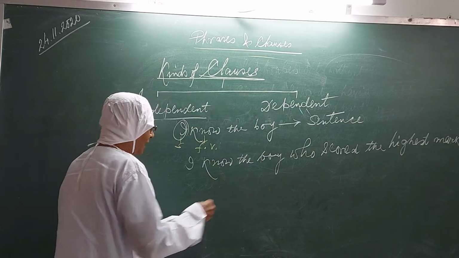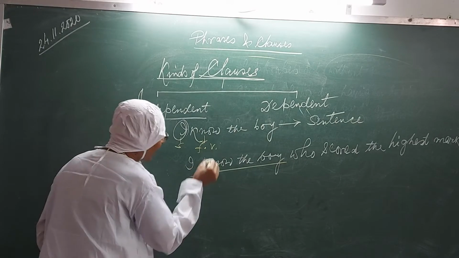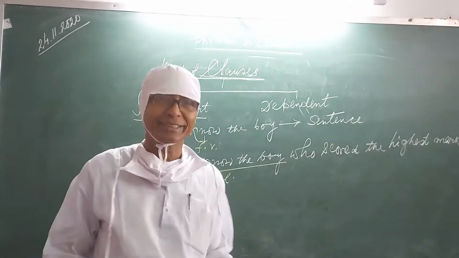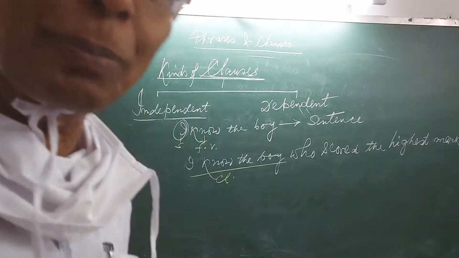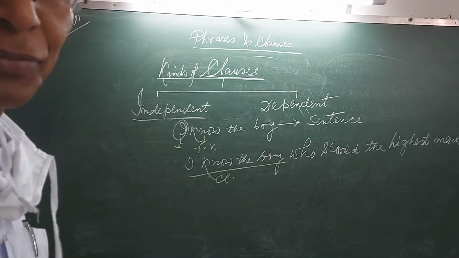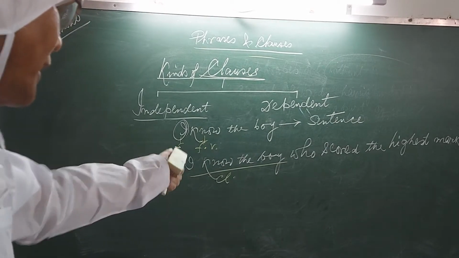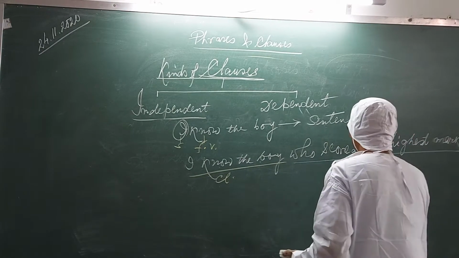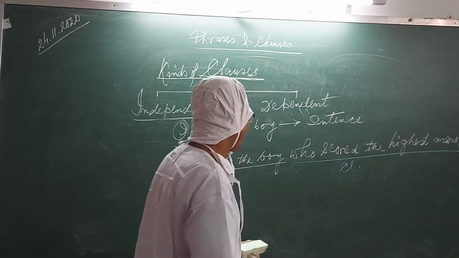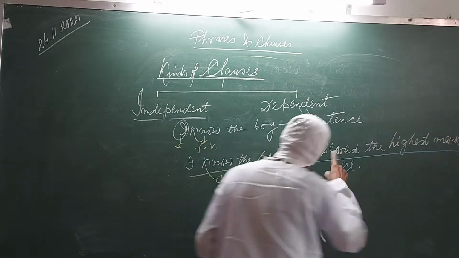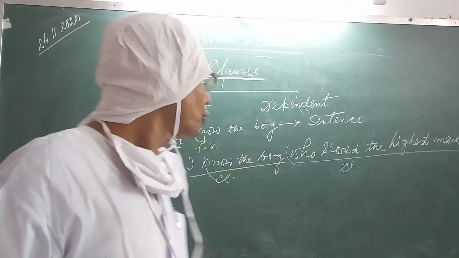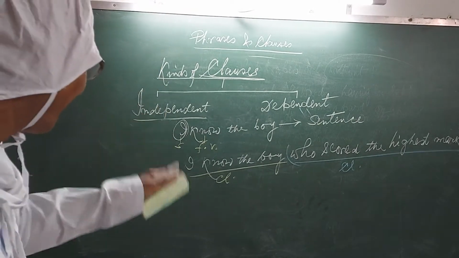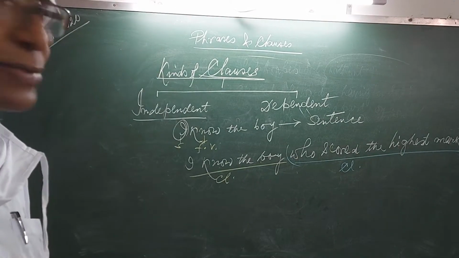You see, here "I know the boy" is a clause, because it is a part of a sentence that has another finite verb. And here "who scored the highest marks" is another clause. This is also a part of a sentence. So, this is the difference between a clause and a sentence.